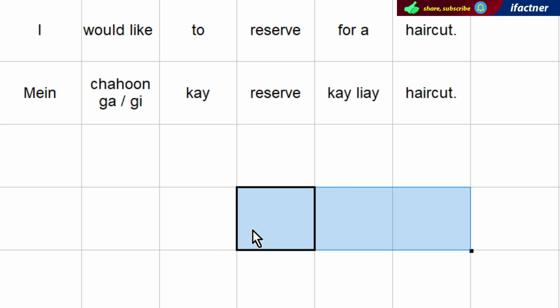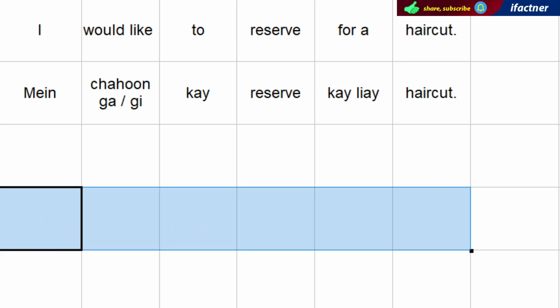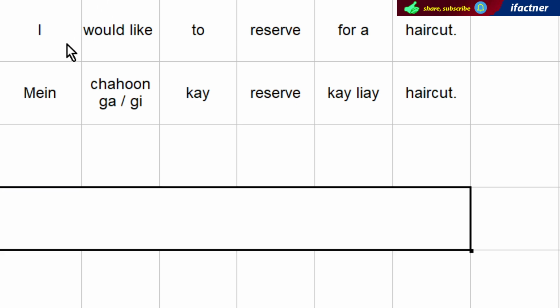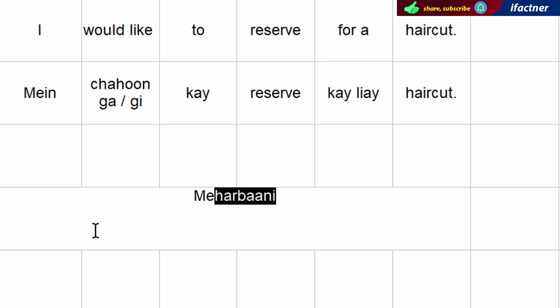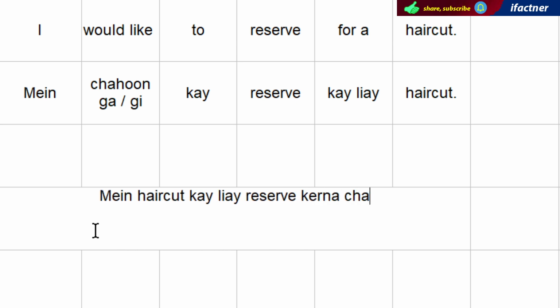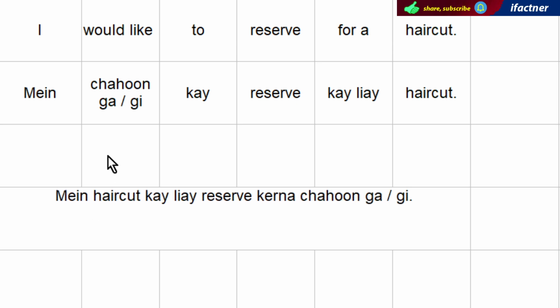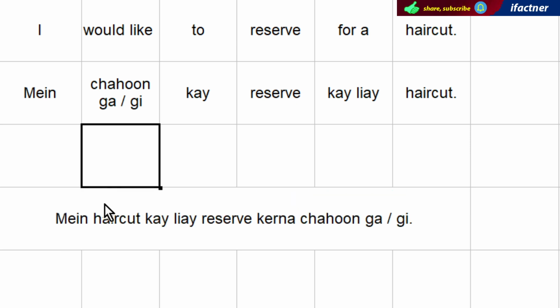So now how can we translate the whole sentence in Urdu, which is I would like to reserve for a haircut. So you will say मैं हेयर कट के लिए रिजर्व करना चाहूँगा. और for female we will say मैं हेयर कट के लिए रिजर्व करना चाहूँगी.